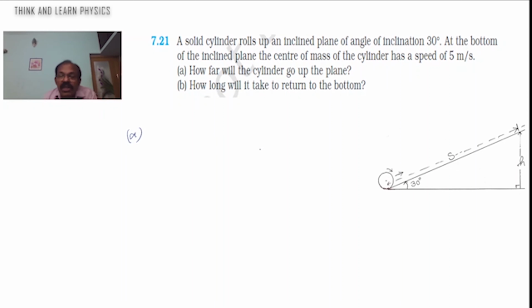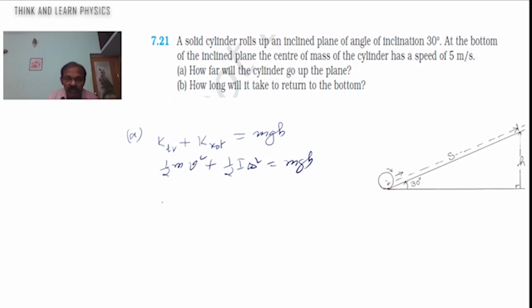In this case, as the solid cylinder rolls up, it has two types of energy. There is kinetic energy of rotation and kinetic energy of translation. So, the sum of the kinetic energy of rotation and kinetic energy of translation gets converted into the final potential energy when it reaches the height h. So, we can write the kinetic energy of translation plus kinetic energy of rotation equals the final potential energy mgh. That means half mv square plus half I omega square equals mgh. That is half mv square plus half into the moment of inertia of the cylinder about its own axis, m r square by 2, into omega square equals mgh.